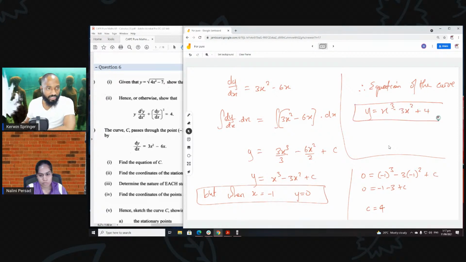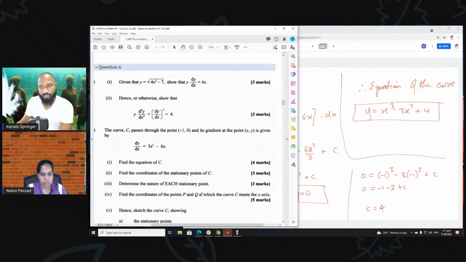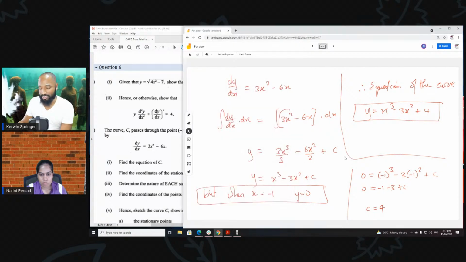Rate out of 10 how much you understand this one. Find the coordinates of the stationary point. Nalini, you could probably handle the next one. I'm going to just delete some slides.